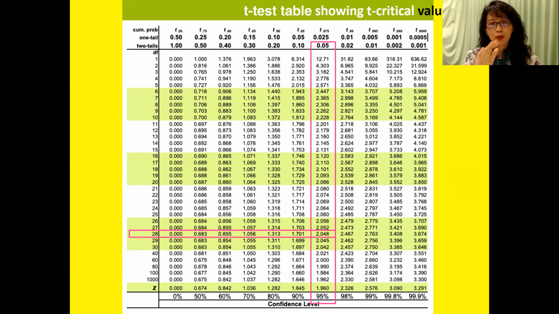At the top, you see one tail and two tails. So since we ran a two-tail t-test, please look at 0.05. So in this box coming down, it will intersect with the degrees of freedom. You see, just now we said the degree of freedom was 28. So it intersects at 2.048, and that is the T critical. So what do we do with this value?